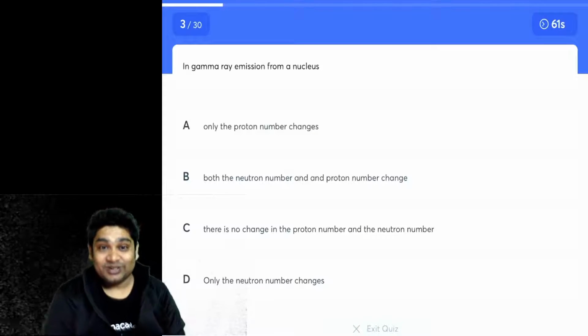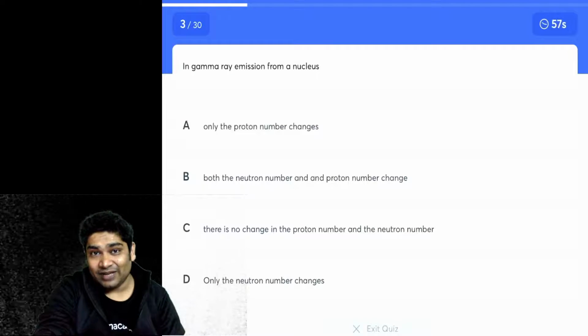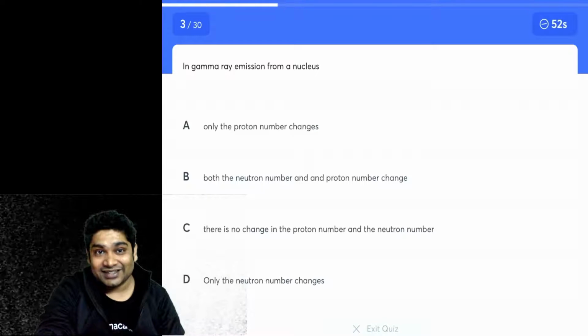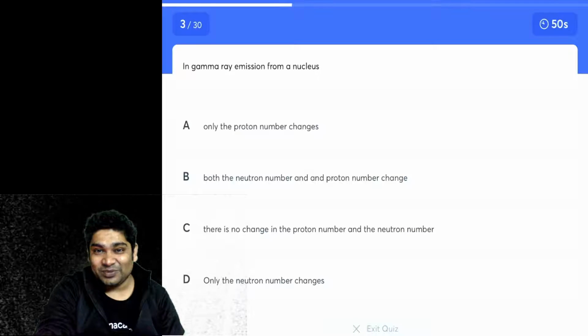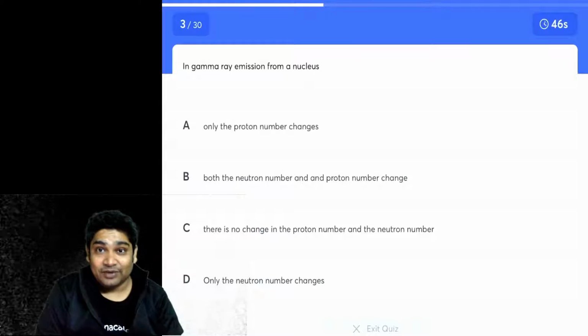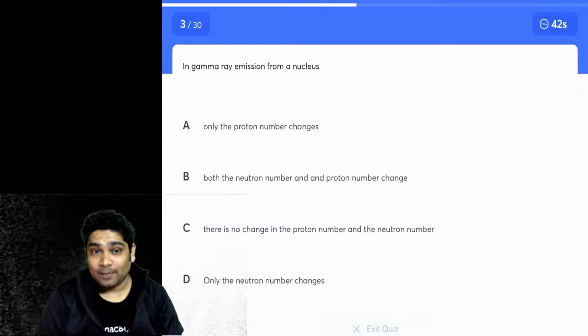This should be easy. This is an easy one. Anybody who has read a little bit of their modern physics and remembers it even slightly should be able to answer this. Why does the gamma ray emission happen? If you remember that, this should be easy to answer.